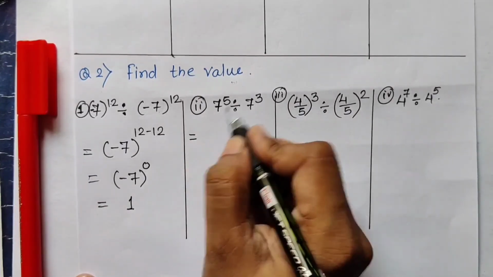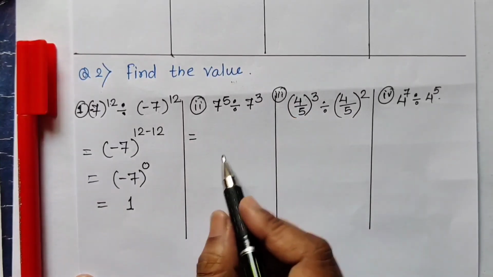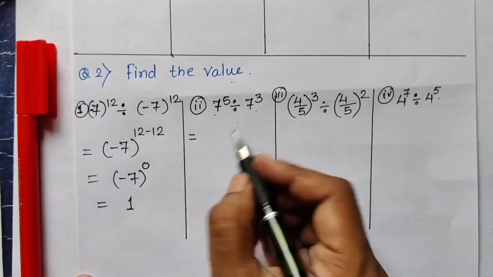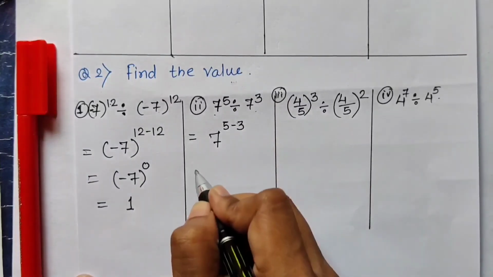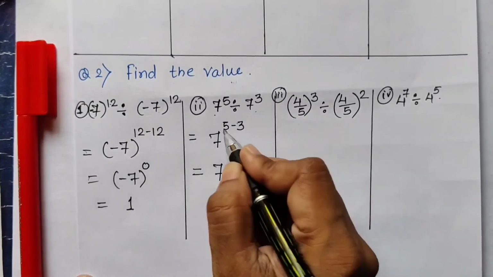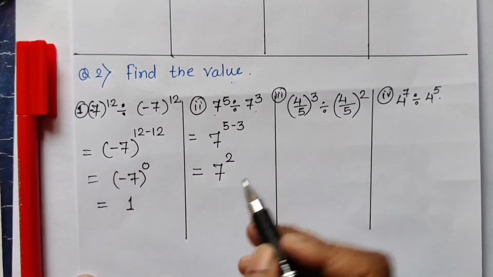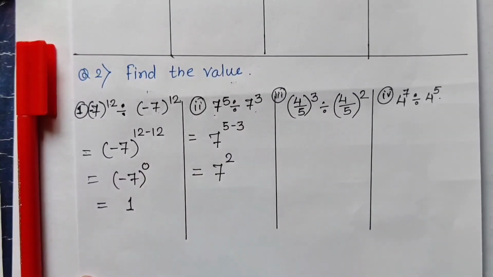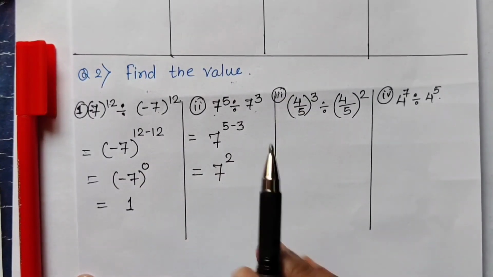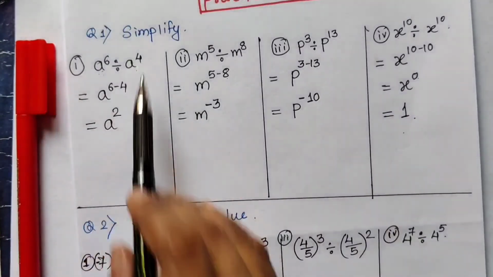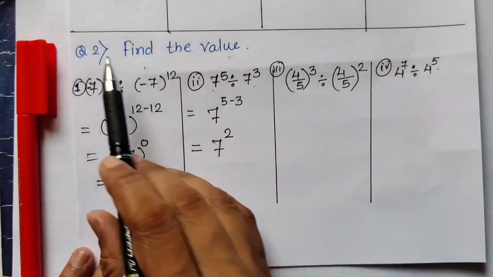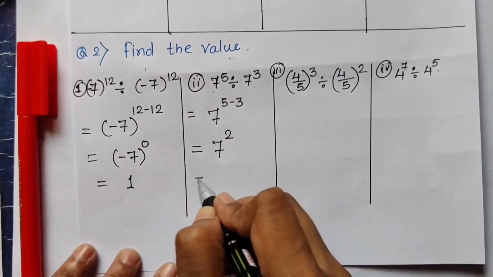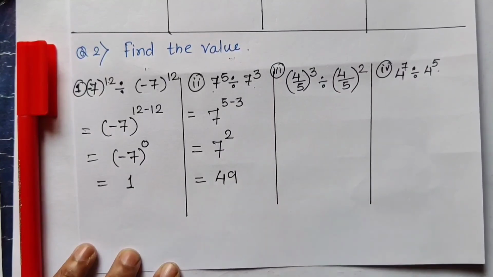Now next sum, 7 raised to 5, 7 raised to 3, and division sign is there, common base 7. So we have to subtract the index, 5 minus 3. 7 raised to, what is 5 minus 3, is 2. Now we have to find the value also, correct? We have to find the answer also. In first question, we have to only simplify, so we have solved till this only. Now here in the second question, we have to find the value also. So what is 7 square? 7 square is 49. So in this way you have to find the value also.